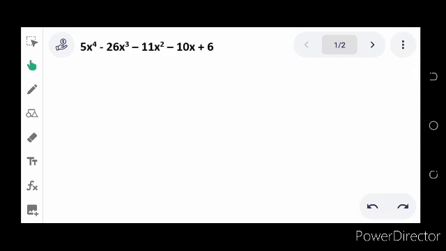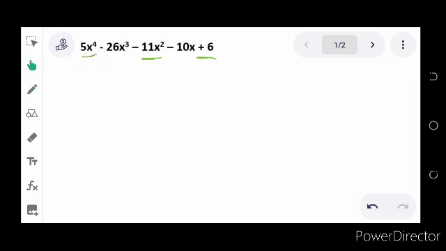Now let's consider this example. This quartic polynomial here, 5x to the fourth minus 26x cubed minus 11x squared minus 10x plus 6. In factoring a quartic polynomial, we have to consider the x to the fourth term, the x squared term, and then the constant.